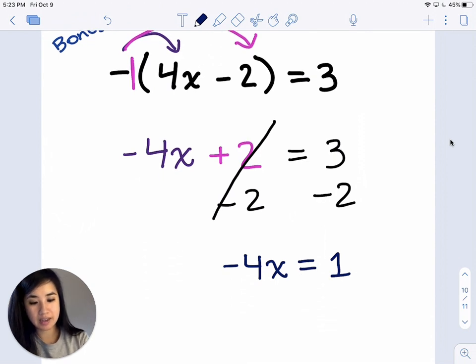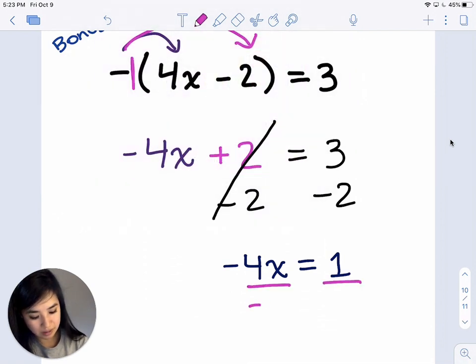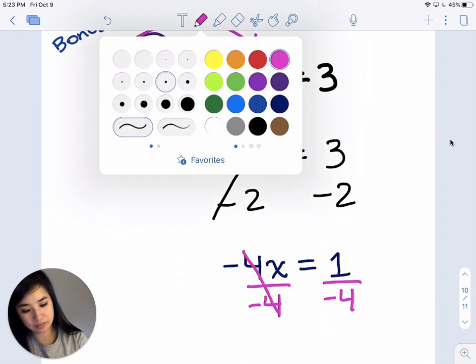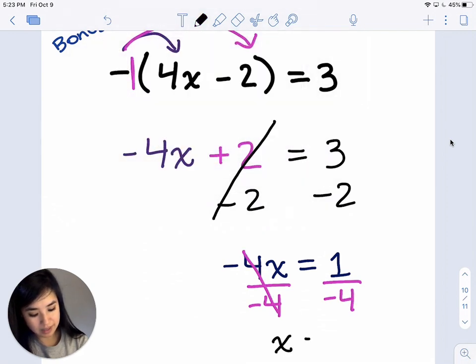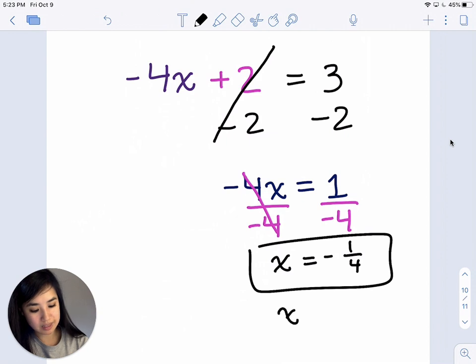Almost there. That negative 4 is being multiplied with the x, so we want to divide by negative 4 on both sides to cancel it out. All right, let's finish this up here. So my x equals negative 1/4. You could also write it as x equals negative 0.25.